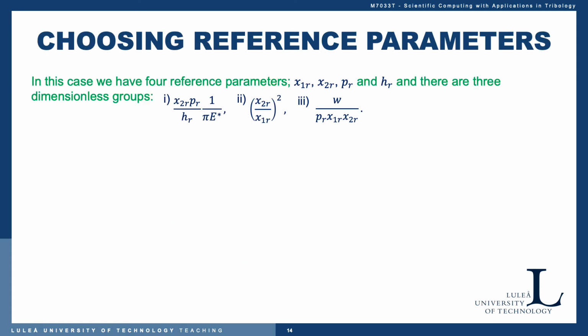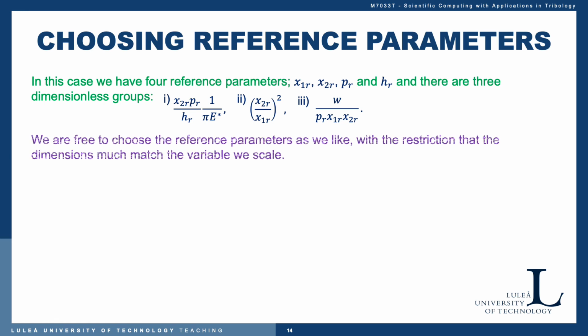In this case, we have 4 reference parameters, the ones for the different directions, x1 and x2, the one for the pressure, and the one for the deformed gap. We also have 3 dimensionless groups. 2 of them appear in the equation for the dimensionless deformation, 1 and 2, and the third one appeared in the equation for the dimensionless force balance. So we note that we are free to choose the reference parameters as we like, but with the restriction that the dimensions of them must match the variable we scale. Otherwise we don't obtain a dimensionless variable after scaling.